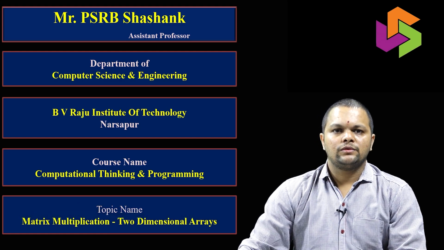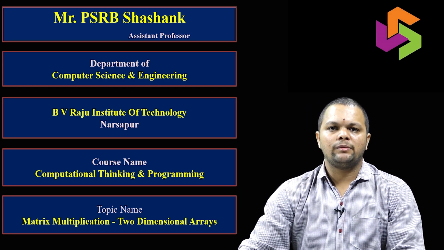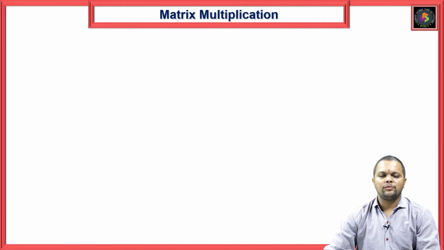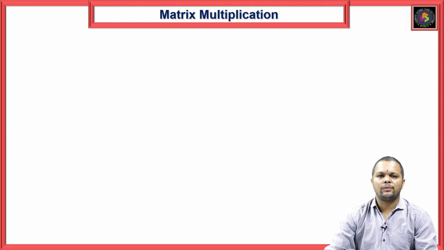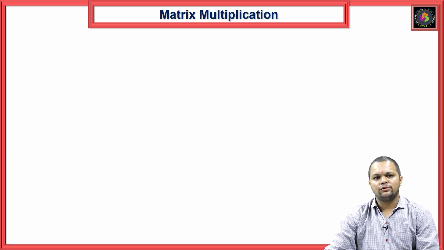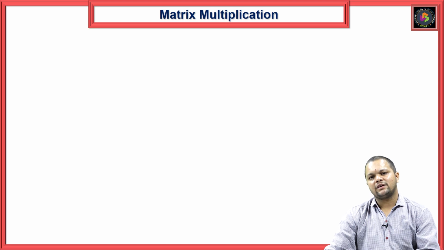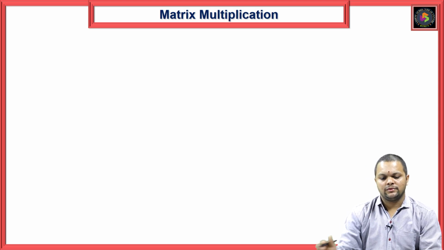In this video, I am going to discuss matrix multiplication using two-dimensional arrays. In the previous video, we have seen how to initialize an array, how to take values into an array, as well as how to take values into a two-dimensional array in a user-defined manner. In this video, I am going to explain how to use that array in the form of a matrix and multiply those arrays and form a third array like this.